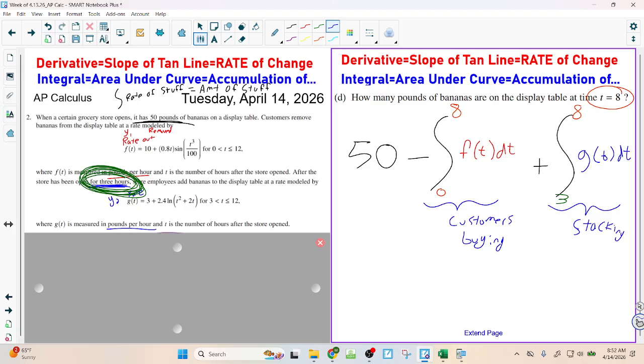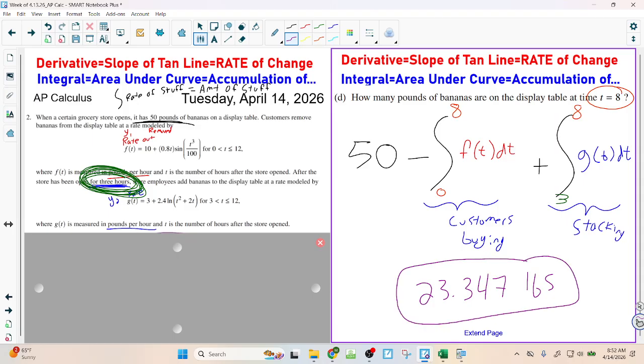Did anybody get an answer for that? 23.347. That is correct. Let's assume that our calculator skills are there. That's going to be 23.347 lbs, okay, pounds. And that's all they want. They just want that number, I guess. Now they're going to ask you to have an integral. That's going to be a point. That's going to be a point. And that's going to be a point. And that's it. Those are your 9 points for that question.